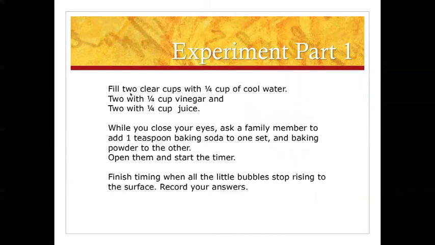To reiterate, fill 2 clear cups with 1/4 cup of cool water, 2 of them with 1/4 cup of vinegar, and 2 of them with 1/4 cup of juice. So you could have apple juice, orange juice. Those are fine. When you close your eyes, ask your family member to add 1 teaspoon of baking soda to one set and baking powder to the other. Now, open your eyes and start the timer.